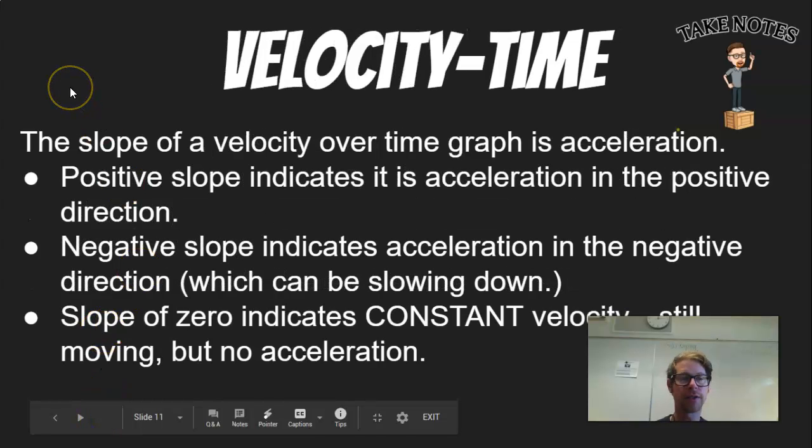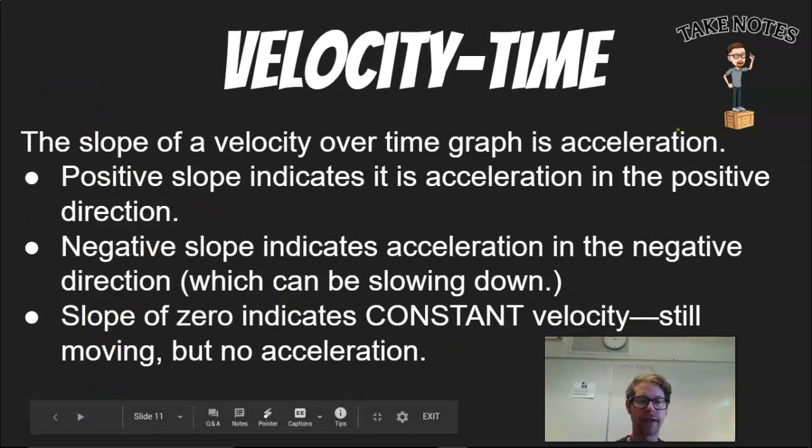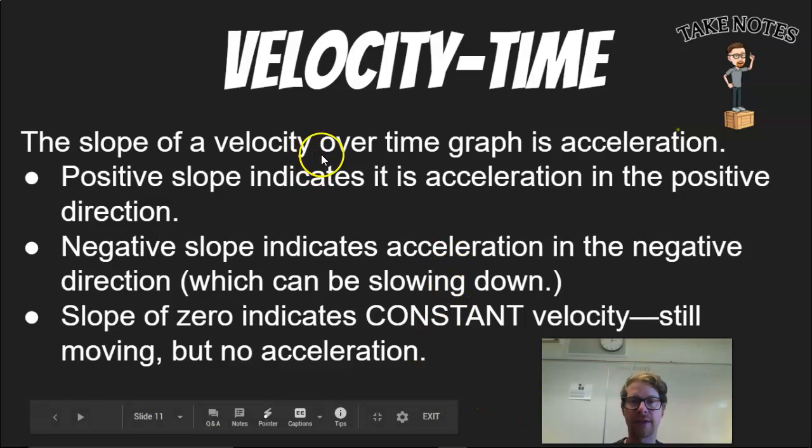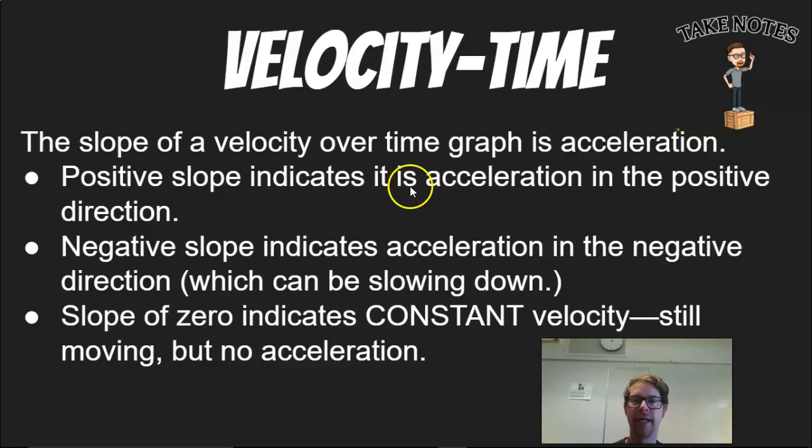And then here is what's important to take away. If you see a graph of velocity over time, the slope of a velocity over time graph is acceleration. The positive slope of a velocity over time graph indicates it's accelerating in the positive direction. Generally speaking, we use right or east and up or north as our positives. So if it's accelerating positively, it's going in one of those directions. And the negative slope indicates that it's accelerating in the negative direction.